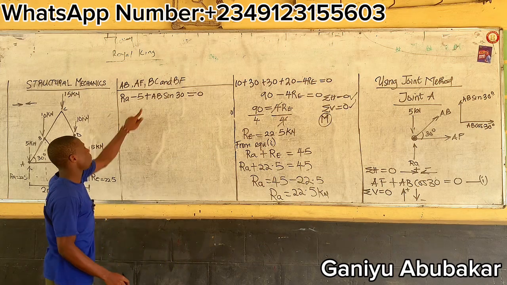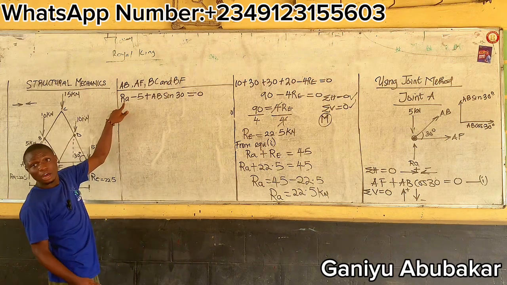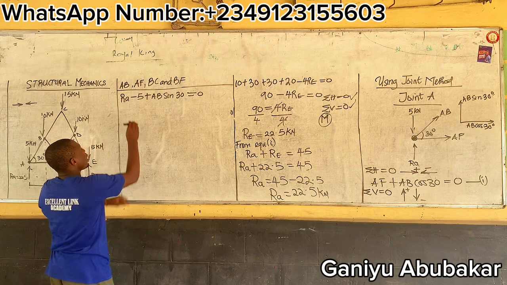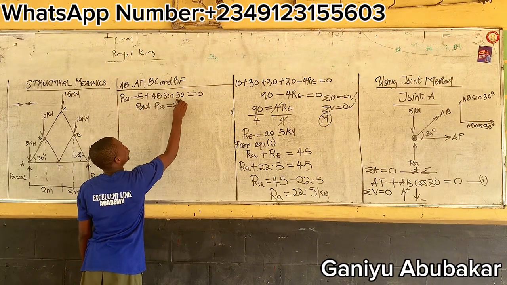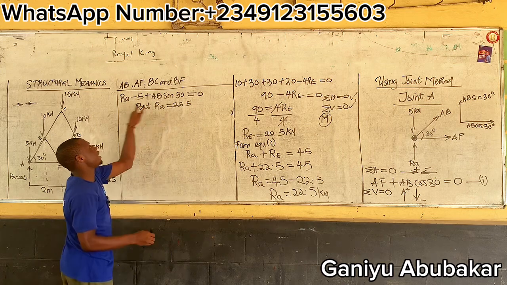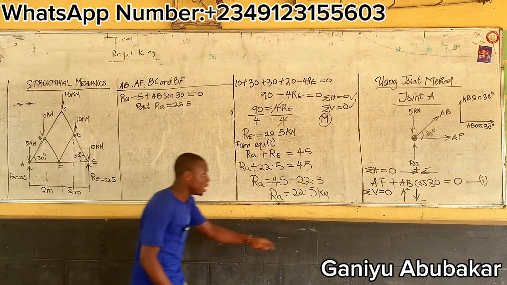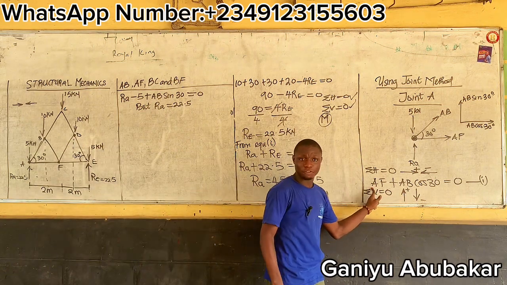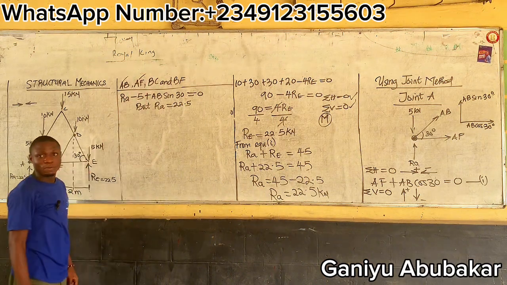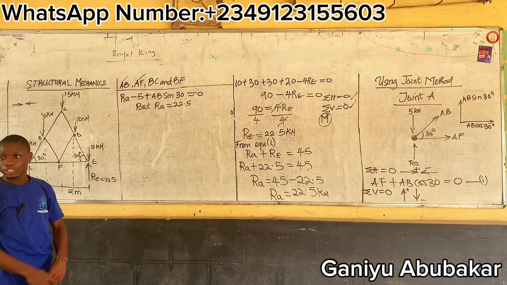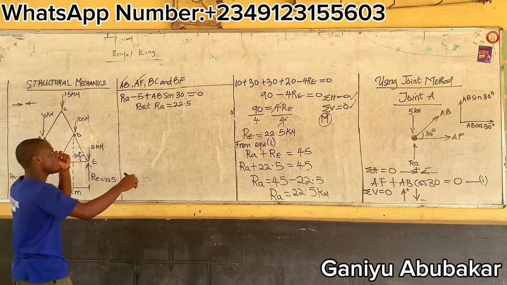Now I can find AB because I know RA. What's RA initially? 22.5. So put this here and get AB, and put that AB here to get AF. In that case, I have found AB and AF. Remember BC and BF. That's the concept. Now, let's get done.